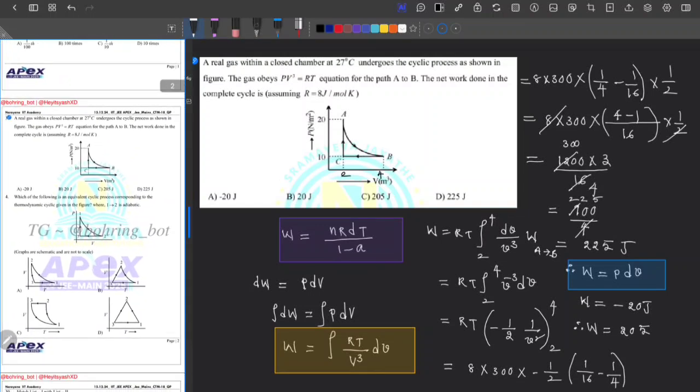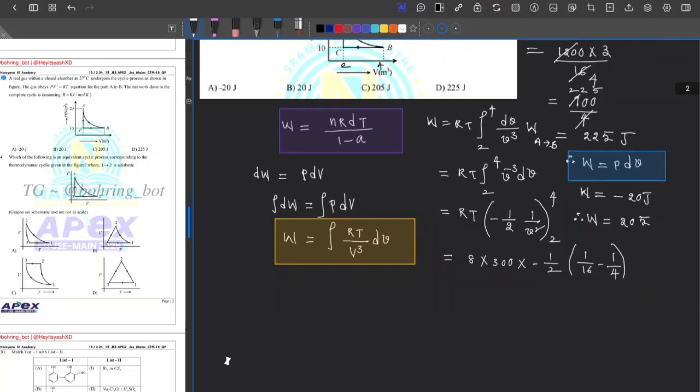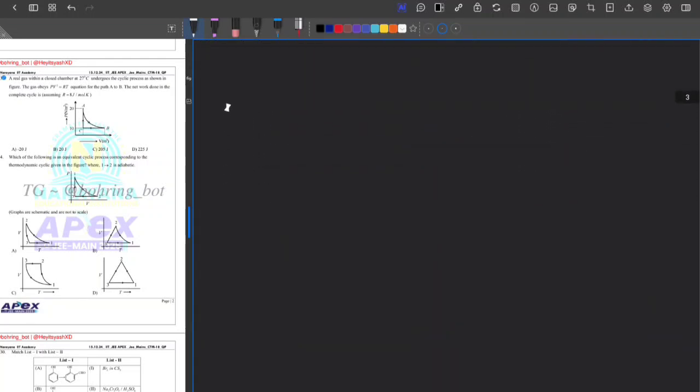So question number 4 is also from thermodynamics, but that is an easy question, so I'm just skipping it, leaving it for you, just do it, right?